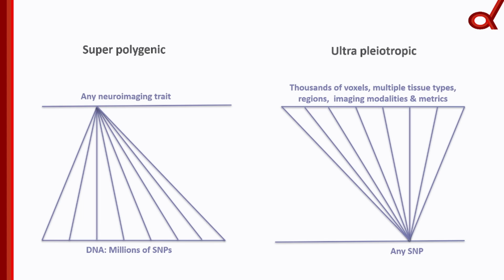And with pleiotropy, we mean that any particular SNP or variant in the DNA that is relevant for the brain is associated with thousands of neuroimaging measures and modalities. So here again, these associations are subtle and widespread throughout the brain, if you will, for any particular SNP.